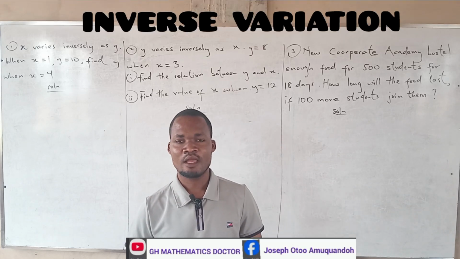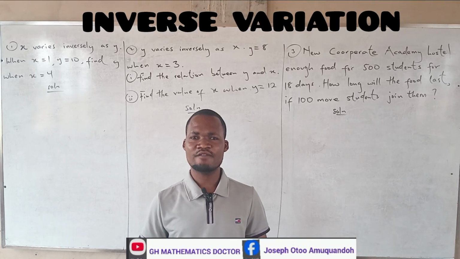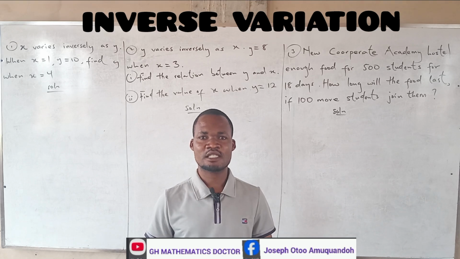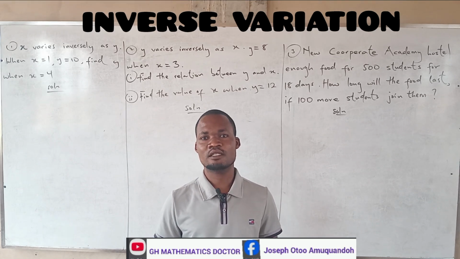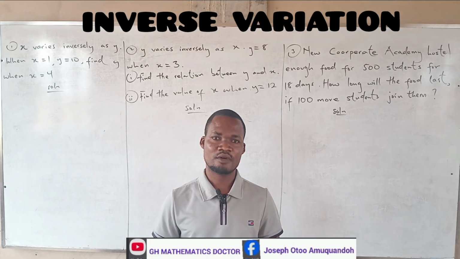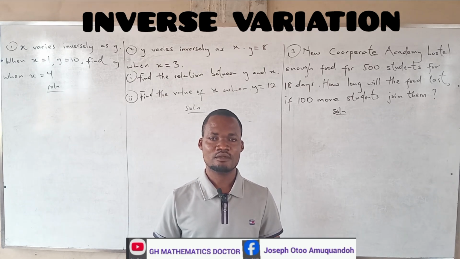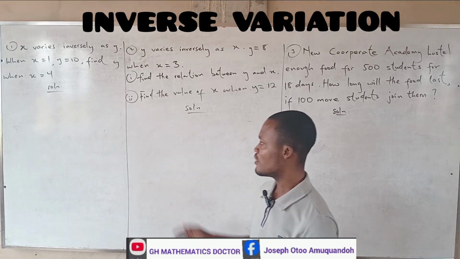Now let's look at how to solve questions on inverse or indirect variation. What is indirect variation? It's simply defined as when a quantity increases, the other corresponding quantity decreases. So that is the inverse variation. We have questions to practice.